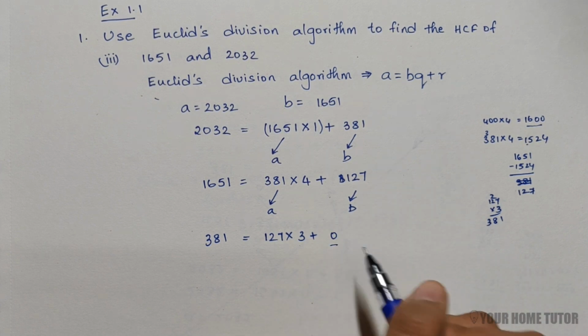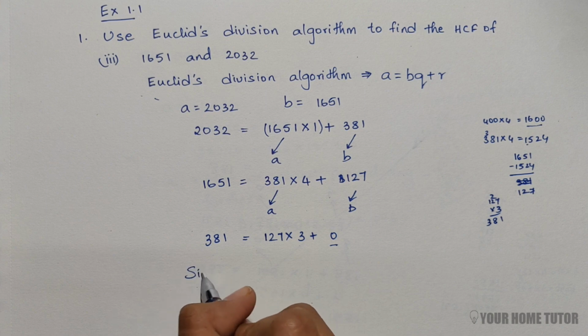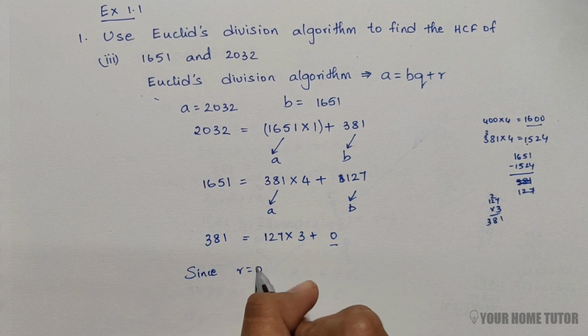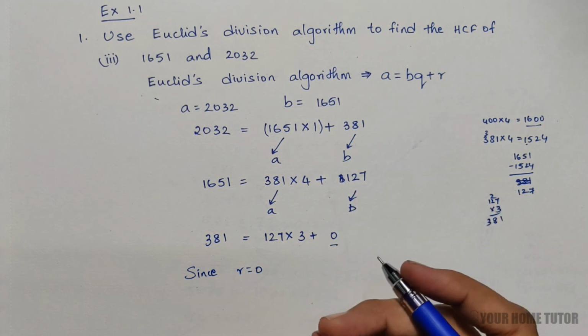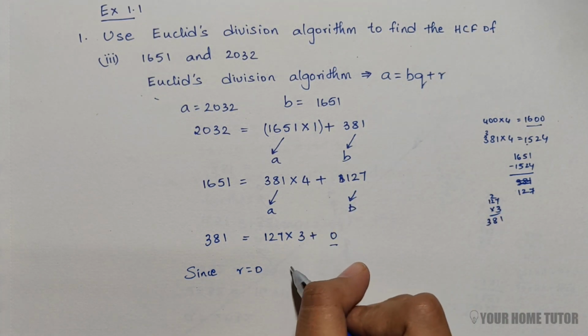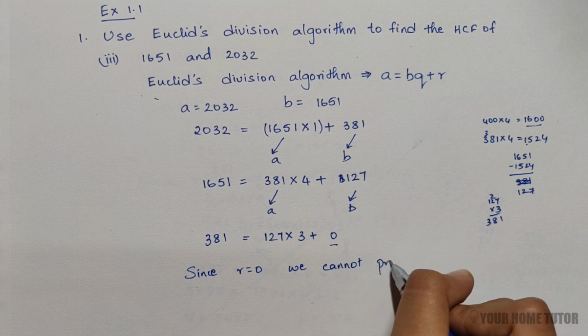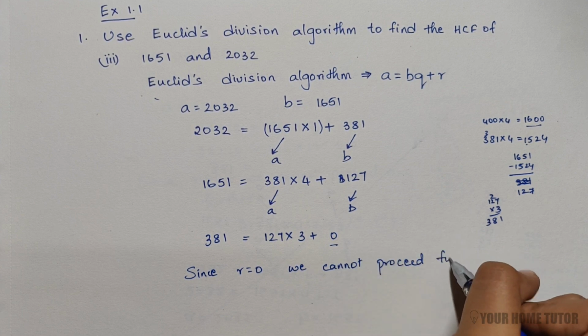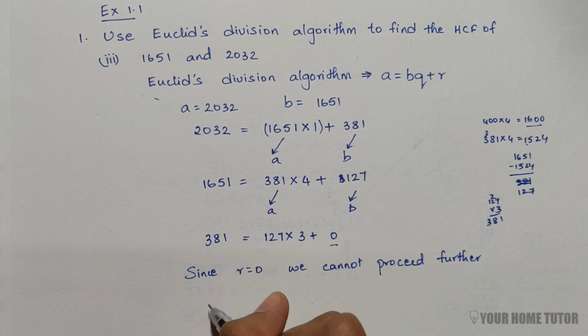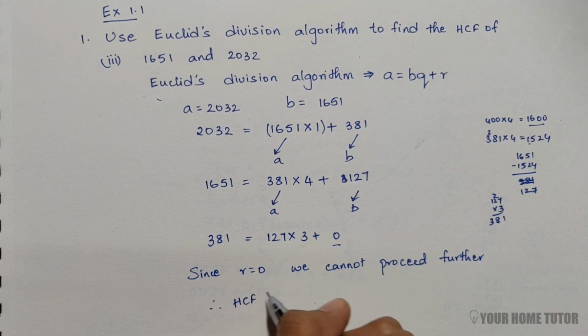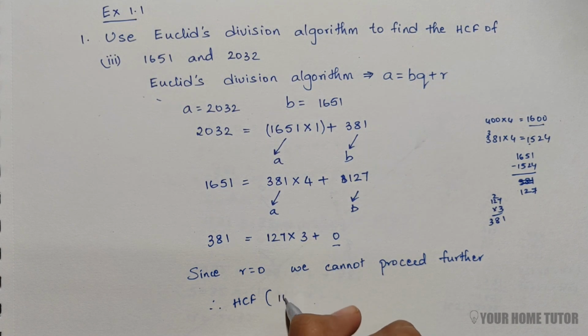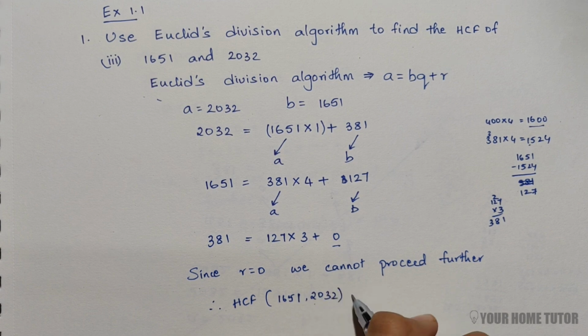So since a remainder is 0 here, the algorithm need not go any further. Therefore, HCF of our two numbers 1651 and 2032 is 127.